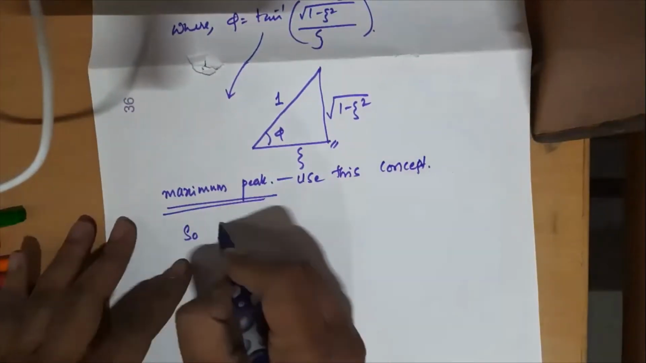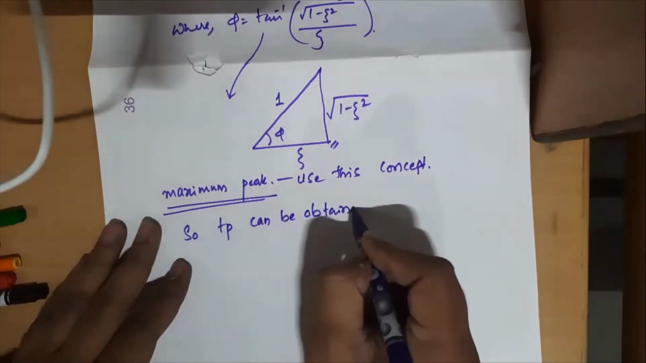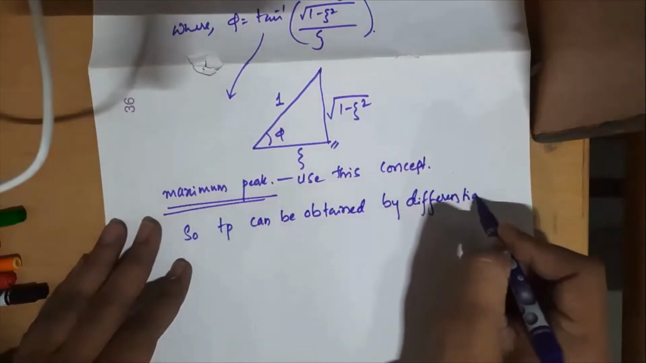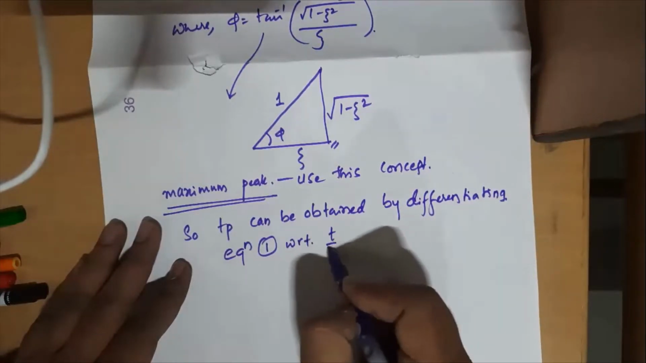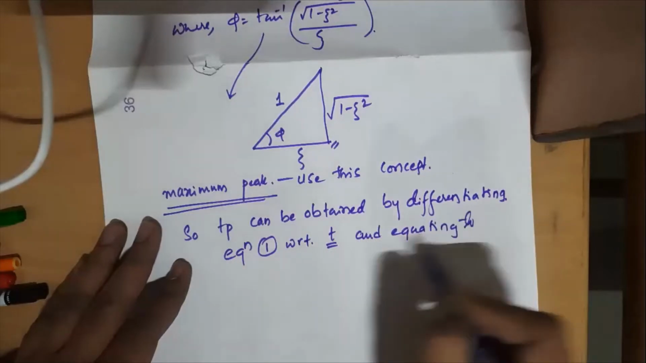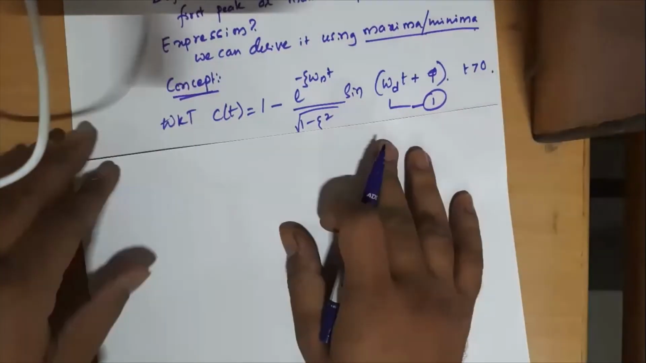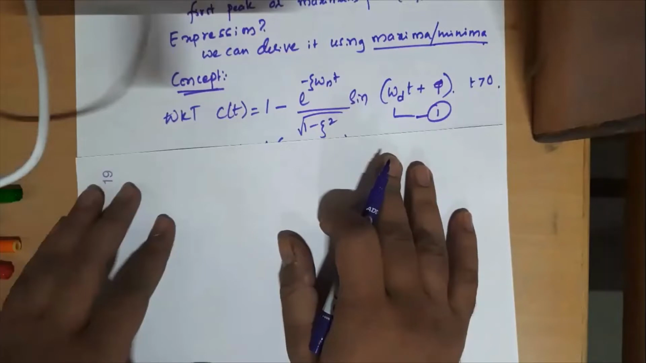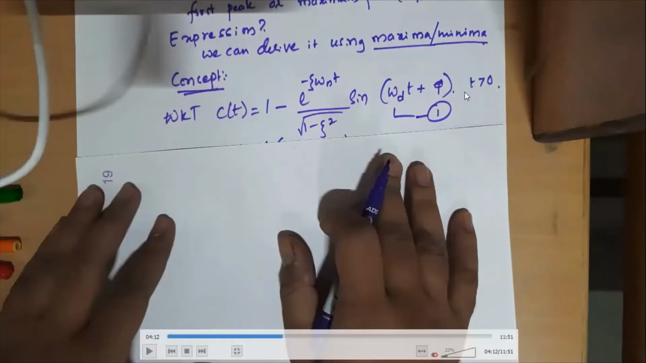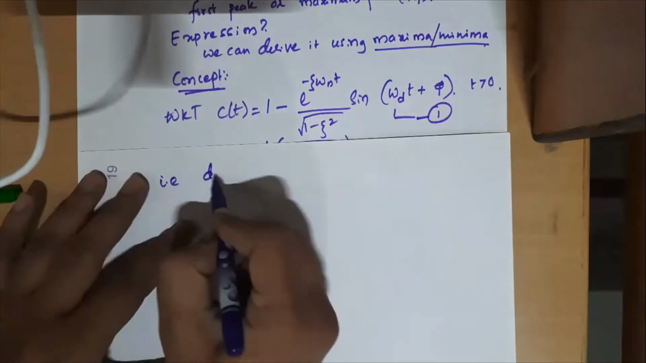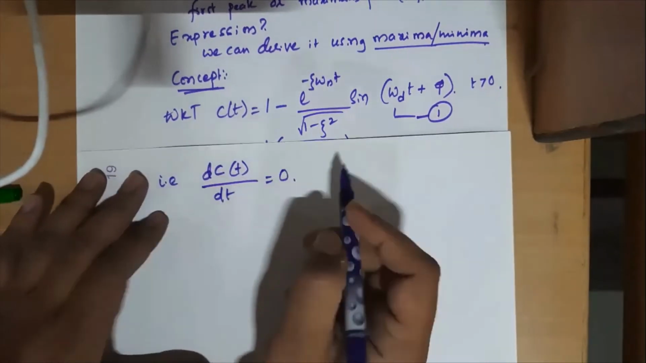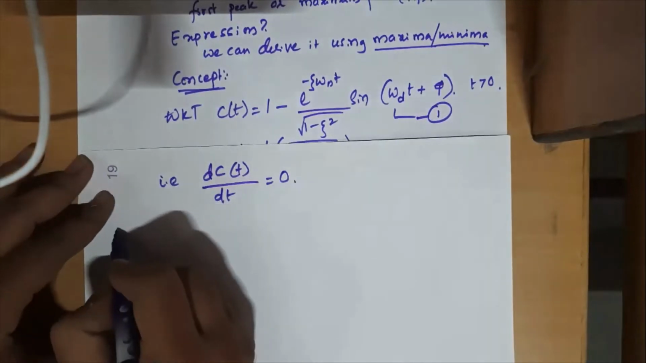So maximum peak, we know Tp is with respect to maximum peak. We'll use this concept for the derivation. So how can we make use of maxima and minima? Tp can be obtained by differentiating the first equation, that is the output equation, with respect to t, and equating it to 0. So that's how maxima minima goes. Since we are interested in time, we are differentiating with respect to time. So dc(t)/dt equal to 0 we have to make. So let us start the differentiation.